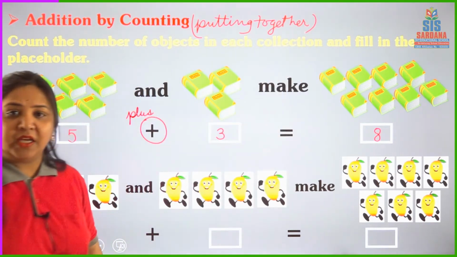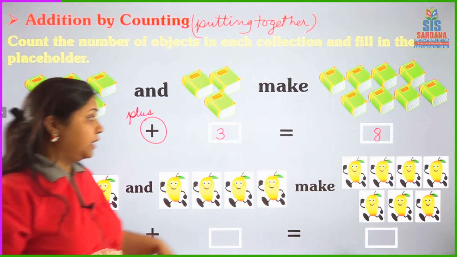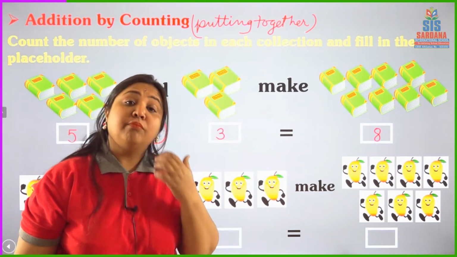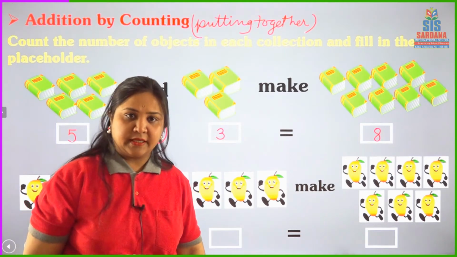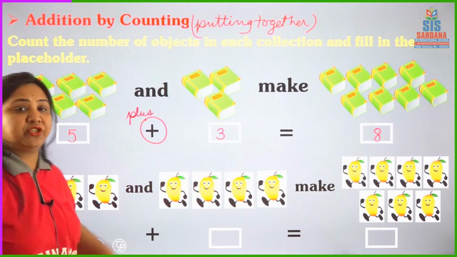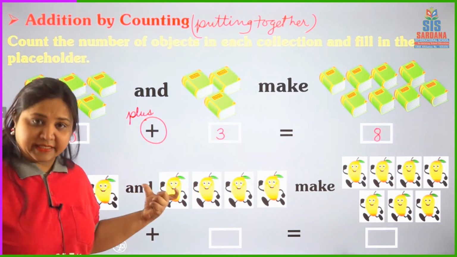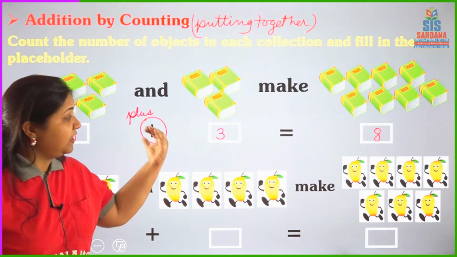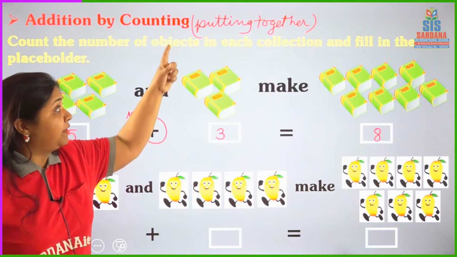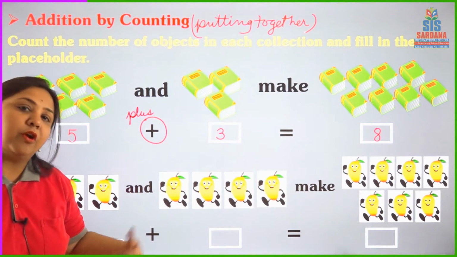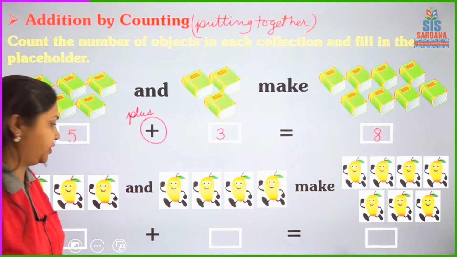When we put something together, the new collection which we form has more objects than these two collections. Separately they have fewer objects, but when we do addition, when we put together, we get more objects in the new collection.